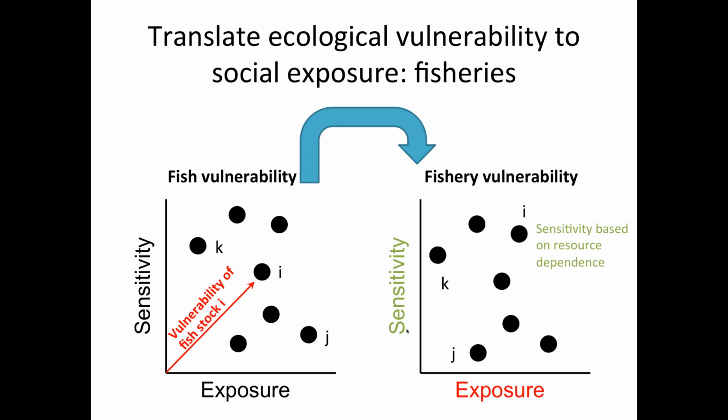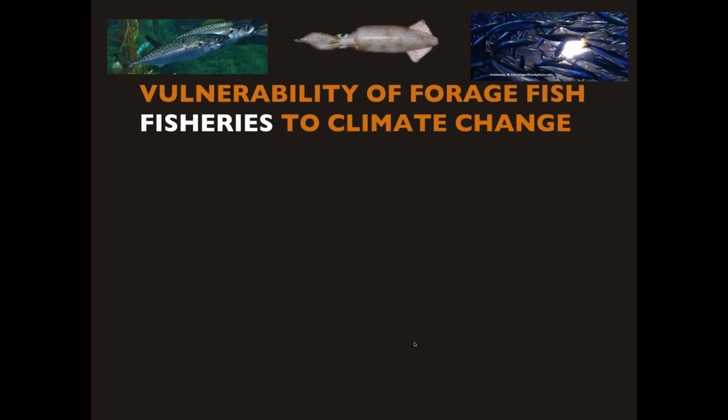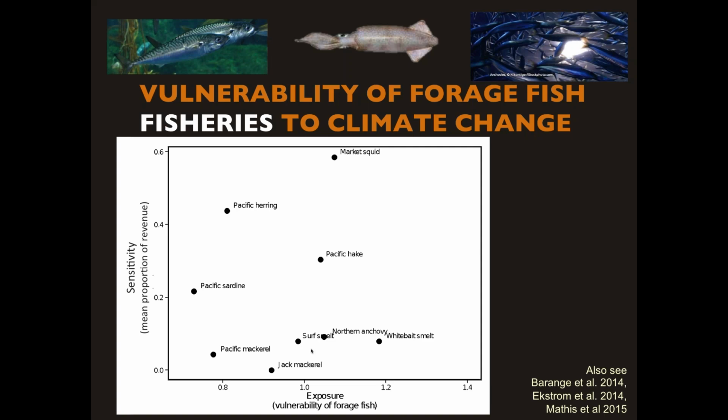Following the precedent set by many others, we evaluated sensitivity based on resource dependence. So those fisheries that derive most of their revenue from a particular species are assumed to be more sensitive to climate change than those that derive less of their revenue from that stock. So what does that give you? It gives you something that looks like this.